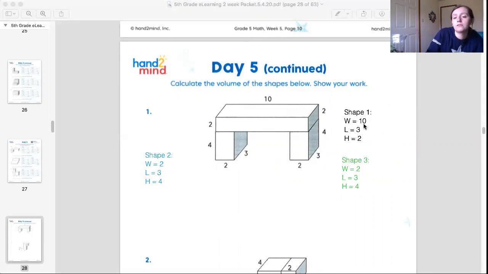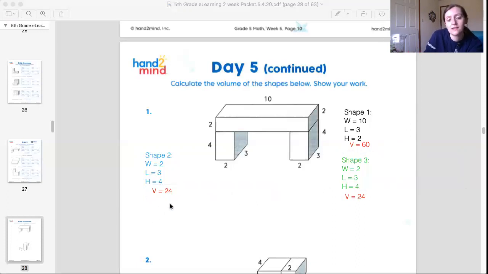So for this one, I have to take 10 times 3 times 2. I know that 10 times 3 is 30. 30 times 2 is going to give me 60. Okay, so this one is 60 units cubed. If I look at shape number 3 down here, I gotta take 2 times 3 times 4. 2 times 3 is gonna give me 6. 6 times 4 is gonna give me 24. Okay, so shape number 3 is 24, which means that shape number 2 is exactly the same because they have all the same measurements.